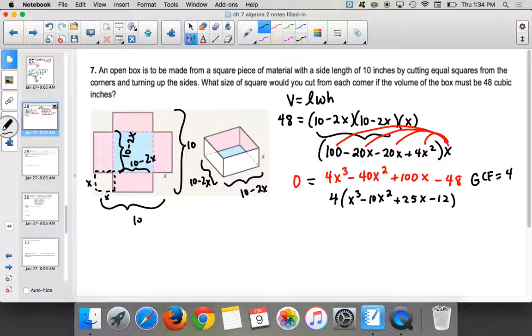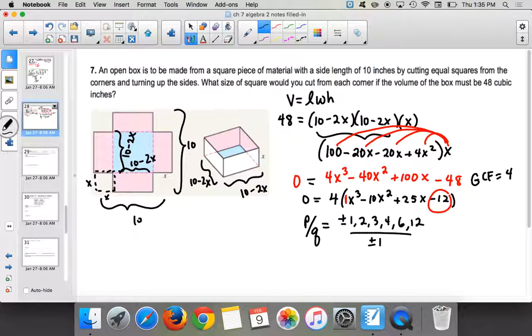Because now when I think about my p over q, I'm taking p to be negative 12 and q is going to be 1. So I'm going to have plus or minus 1, 2, 3, 4, 6, and 12, and plus or minus 1. Still a lot of possibilities, though.